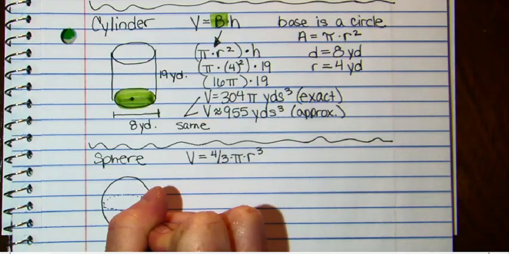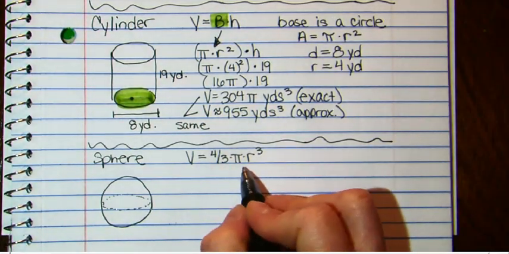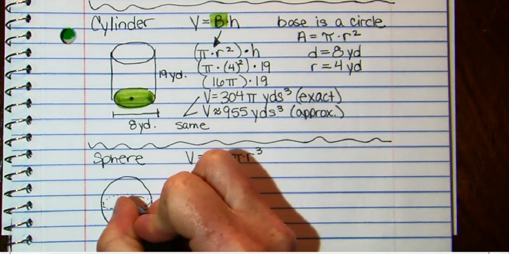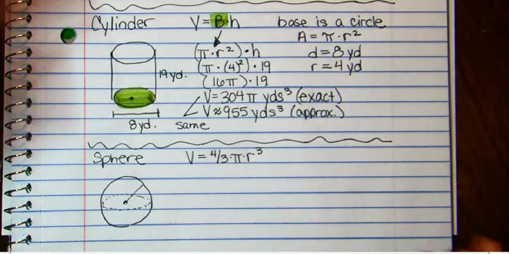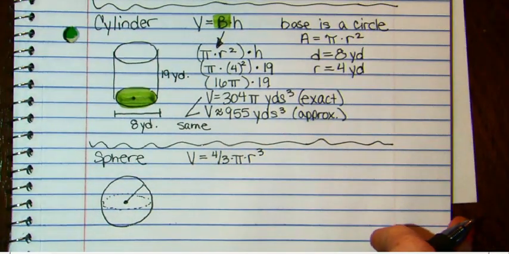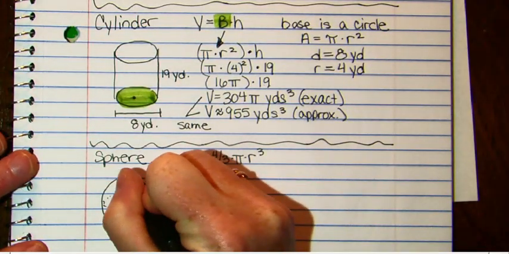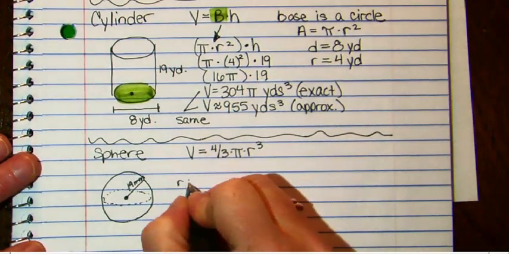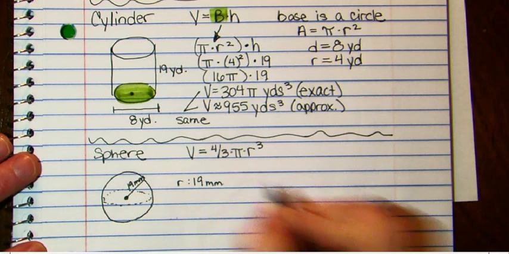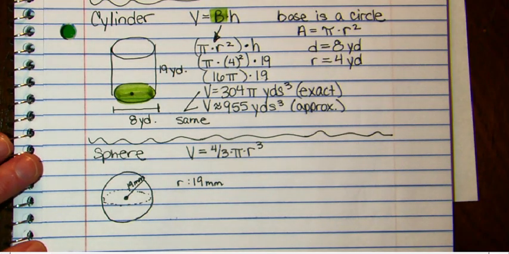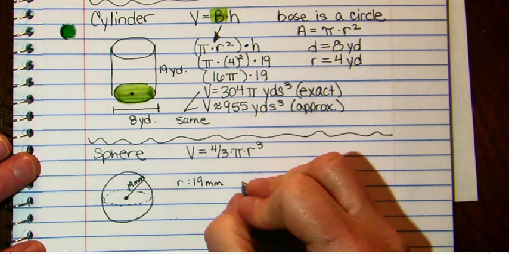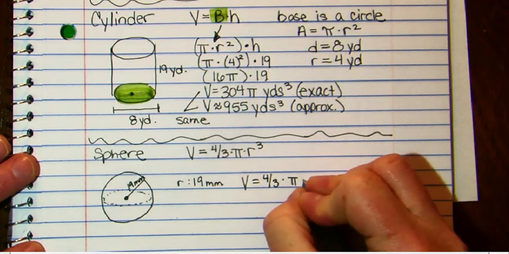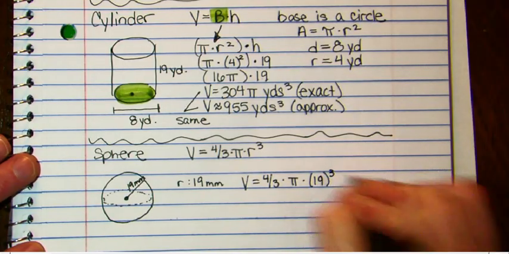Notice there's no base on the sphere. The only thing we need to get a value for is the radius. And this one gives us a radius, and I believe the radius is 19 millimeters. Okay, so we know the radius is 19 millimeters. We're just going to plug that value in and solve. So the sphere is really kind of simple. Volume will equal 4/3 times pi times 19 to the power of 3.